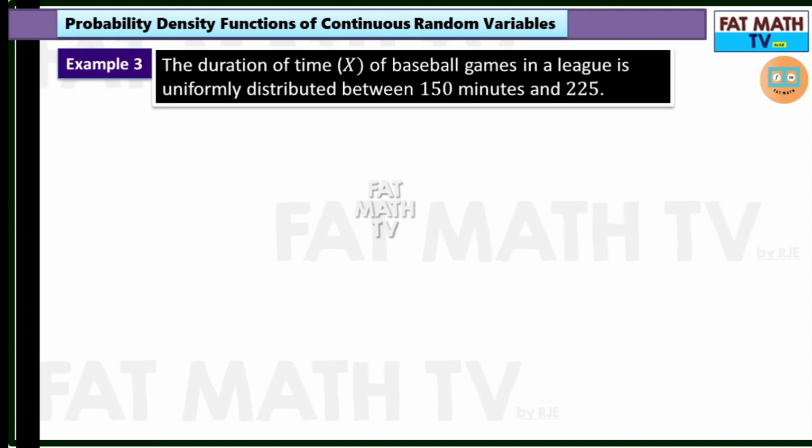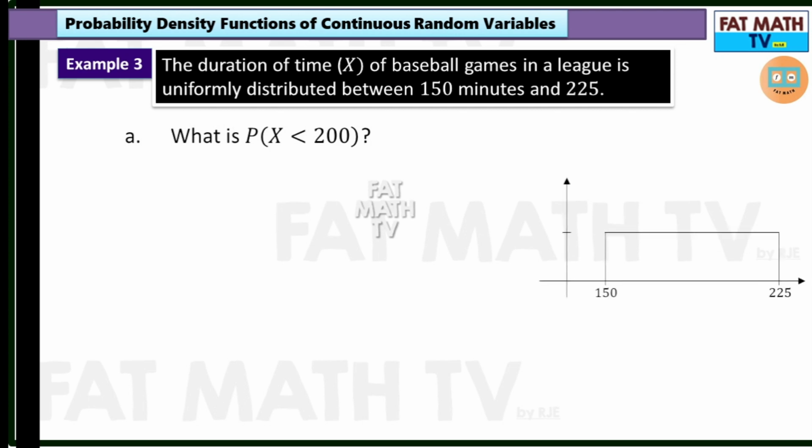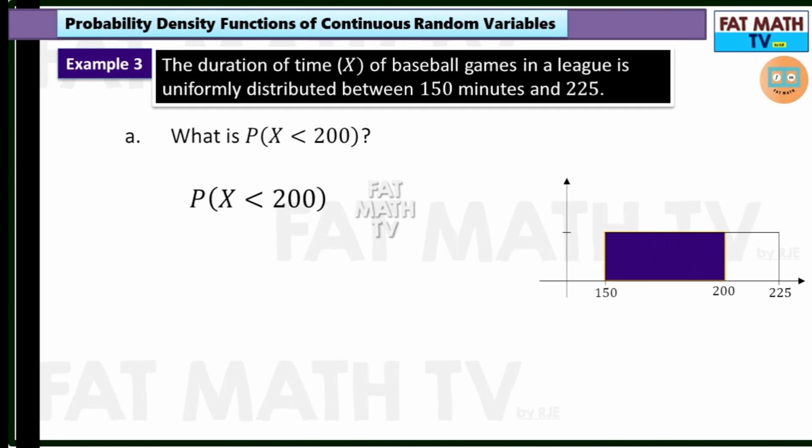Example number 3. The duration of time X of baseball games in a league is uniformly distributed between 150 minutes and 225 minutes. What is the probability that X is less than 200? So we have here the graph from 150 to 225. We need to identify C. C is 1 over B minus A. A is 150, B is 225. So 225 minus 150 is 75. But for the question, P that X is less than 200, that is this rectangle.